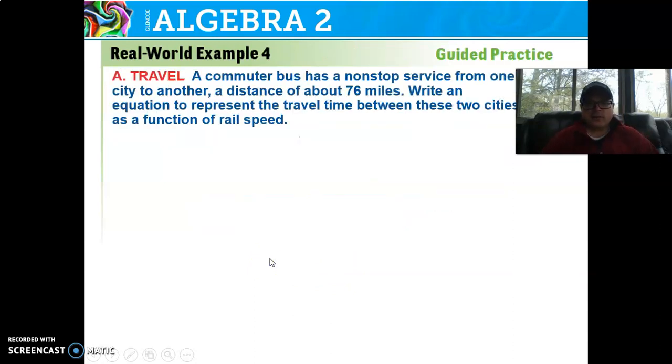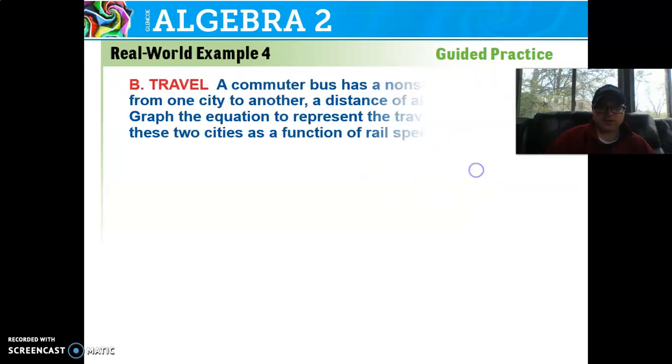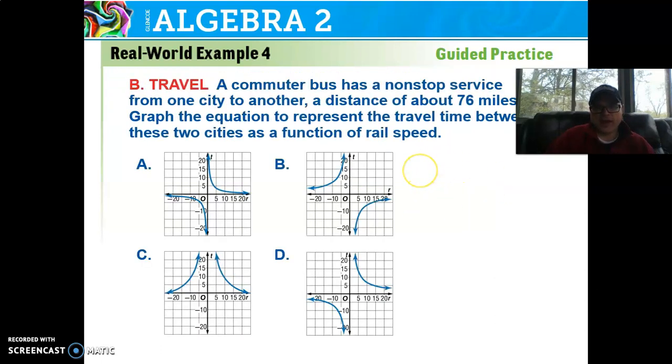So let's write an equation now. See if you can try this. When a commuter bus has a nonstop service from one city to another of about 76 miles, write an equation to represent the travel time between these two cities as a function of rail speed. 76 over r, very similar to the last problem, and it really doesn't matter what letters you use. And then which graph do you think represents that?